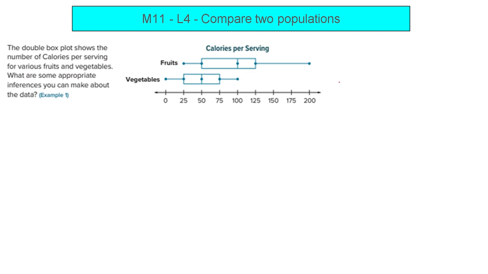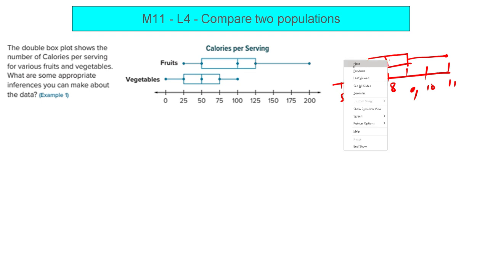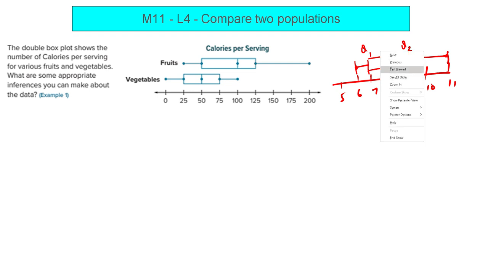See, this is a box plot. Let me tell you something about the box plot quickly. 5 6 7 8 9 10 11. Okay, this is the minimum of the box plot, this is the maximum of the box plot, this is the quartile 1, this is the quartile 2. Okay, this is the median.